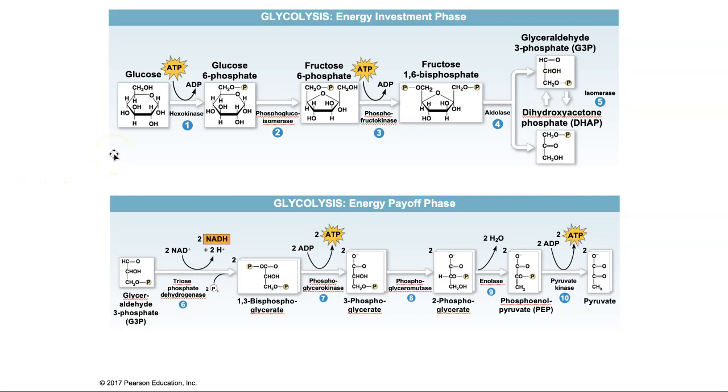So here's those 2 phases. We have the energy investment, where we have to pay a little bit of ATP, and then we have our energy payoff, where we're making, here's 2, and then here's 2 more, 4. So we paid 2, we made 4, so we netted 2 here.